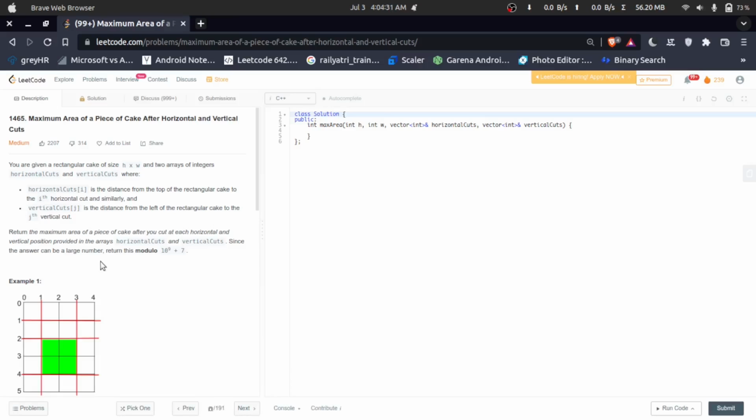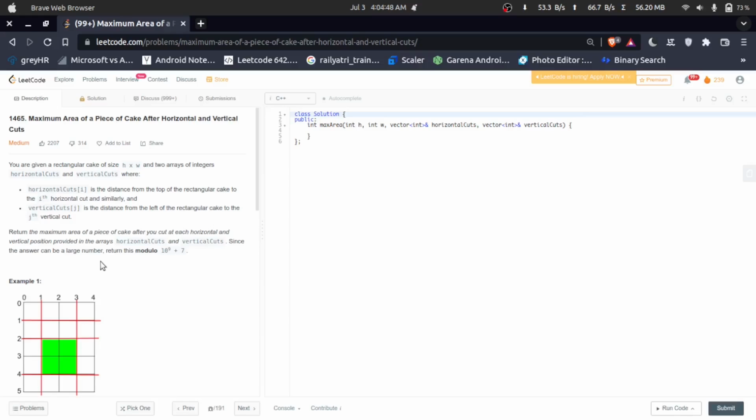Hey, my name is Kaushik and today I'm trying to solve the July LeetCode Challenge problem. The question is maximum area of a piece of cake after horizontal and vertical cut. The question number is 1465 and it came as a LeetCode medium. So let's focus on that.